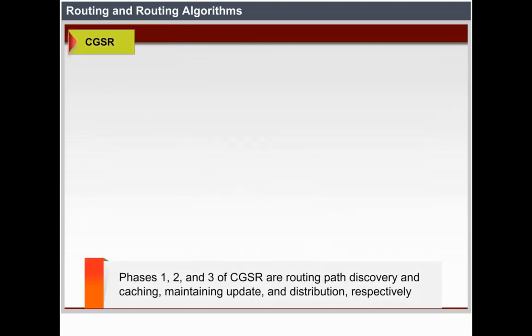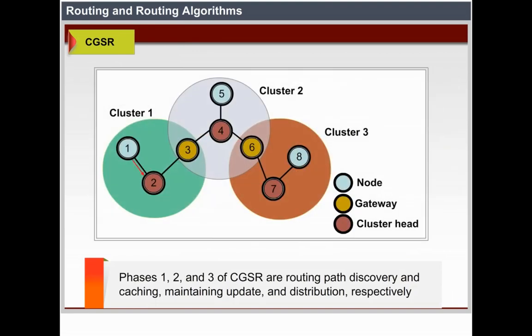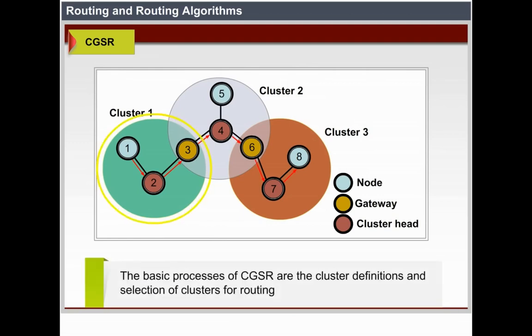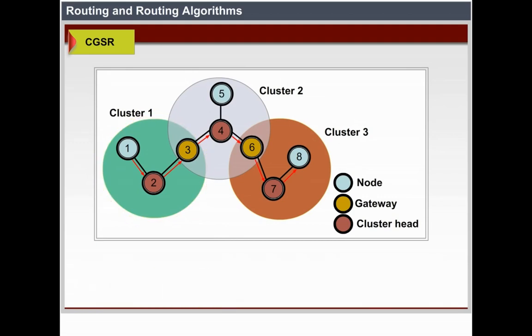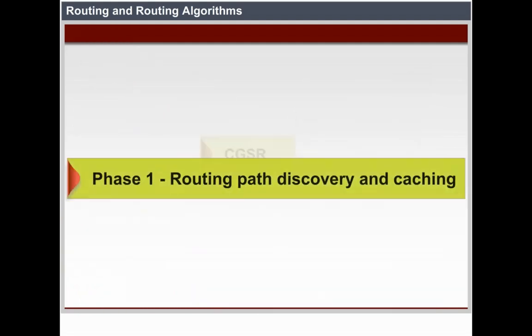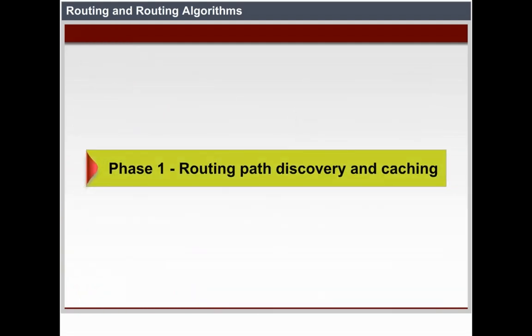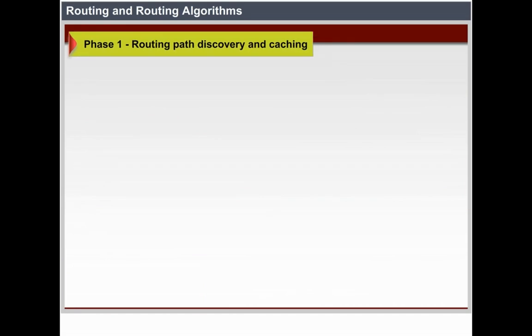CGSR phases 1, 2 and 3 are routing path discovery and caching, maintaining updates, and distribution respectively. The basic processes of CGSR are cluster definition and selection of clusters for routing. Algorithms are used for both processes. Phase 1: routing path discovery and caching.